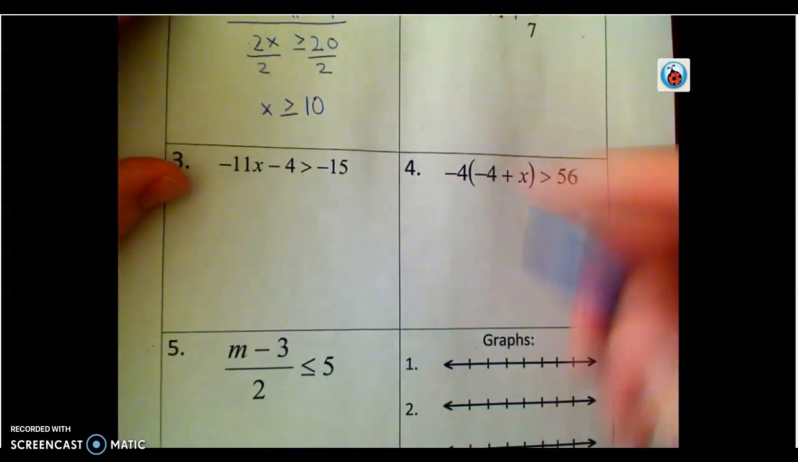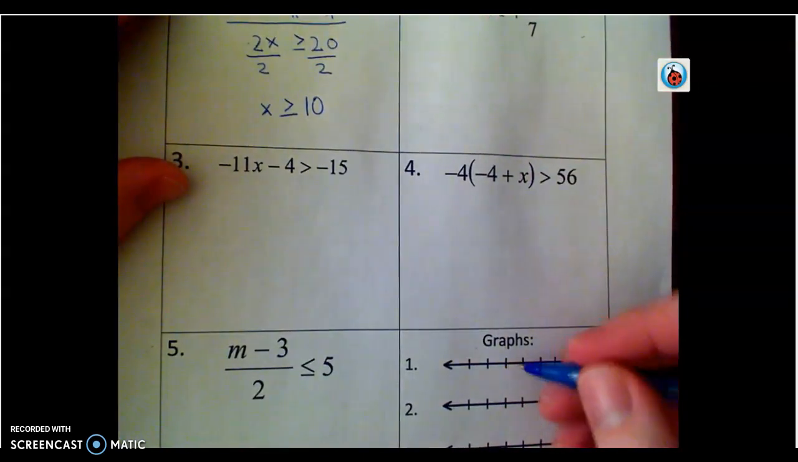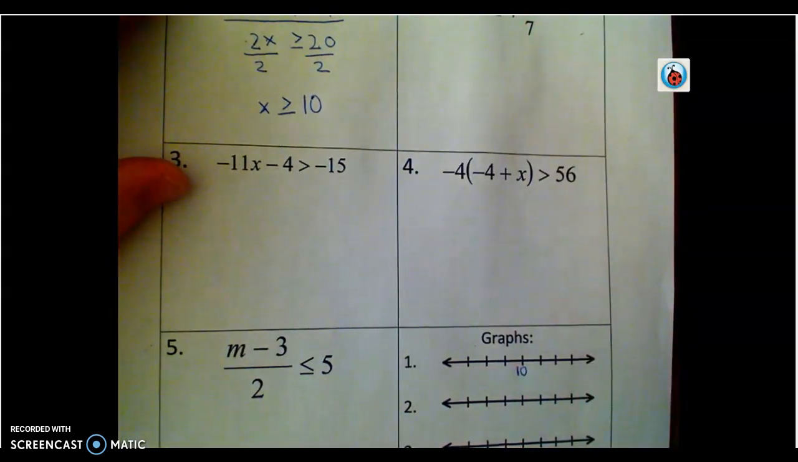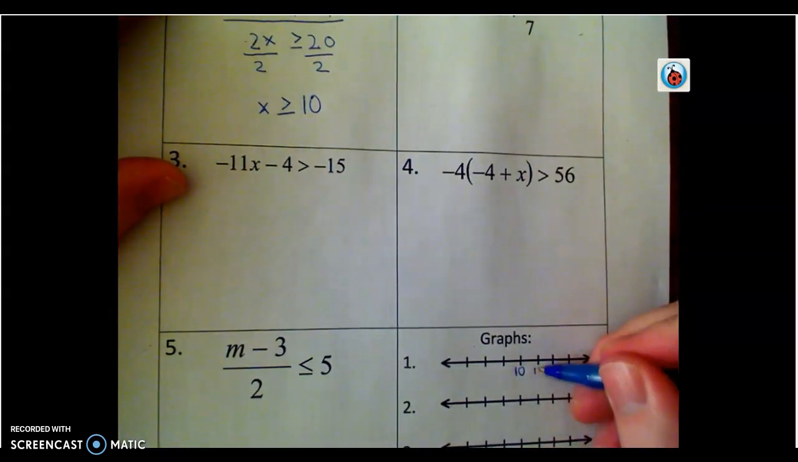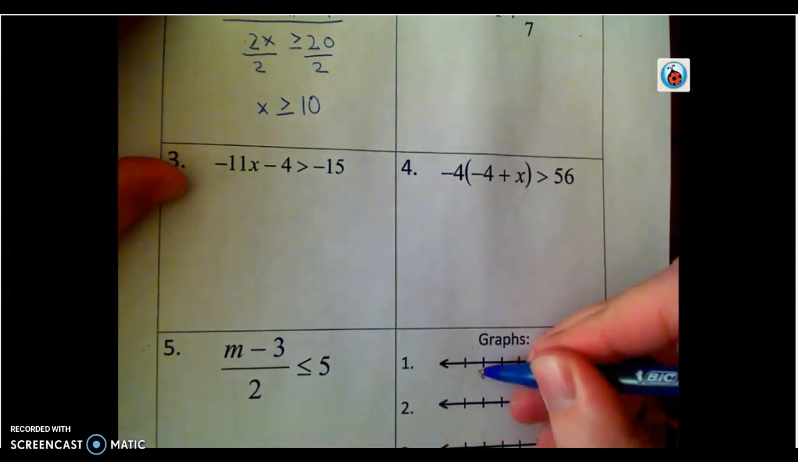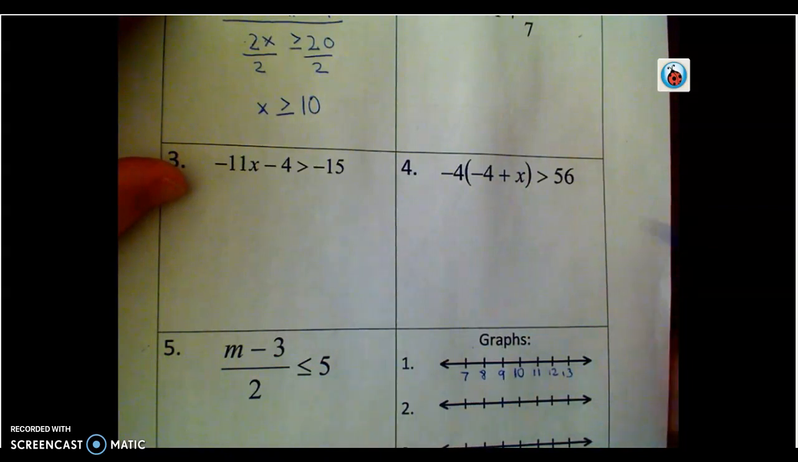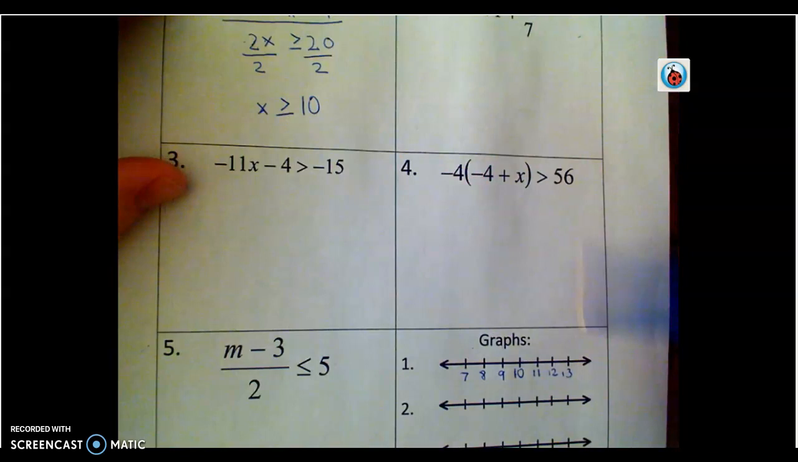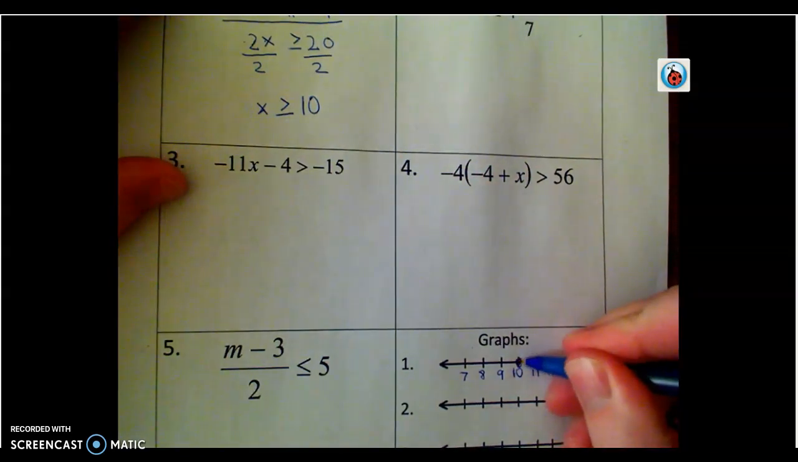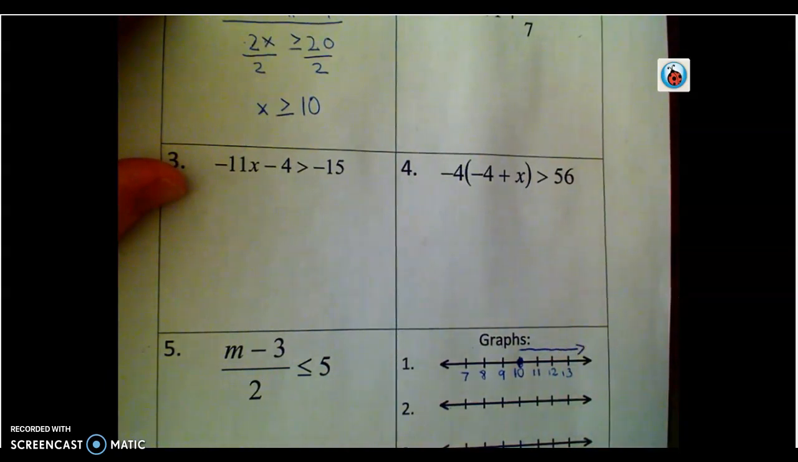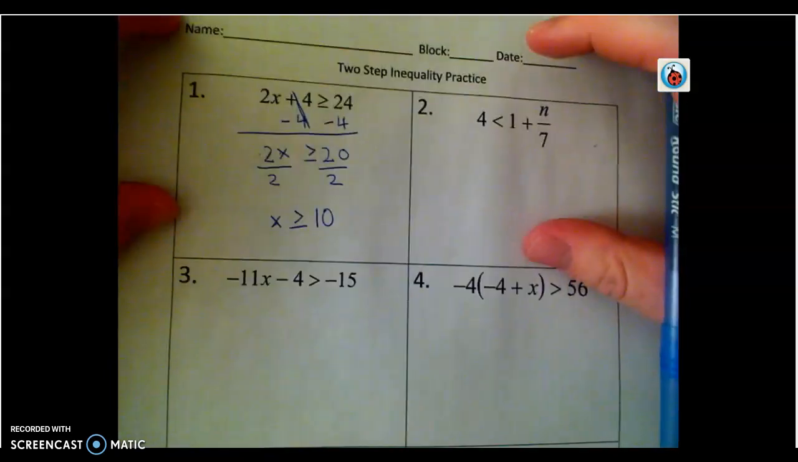When I come down here to graph it, we're going to need to make our number line. My boundary point is positive 10, so I'm just going to put 10 somewhere on my number line, then fill it out from there. I know it is greater than or equal to 10, so I used a closed circle at 10, and draw an arrow or shade in to the right. So hopefully you got that correct.